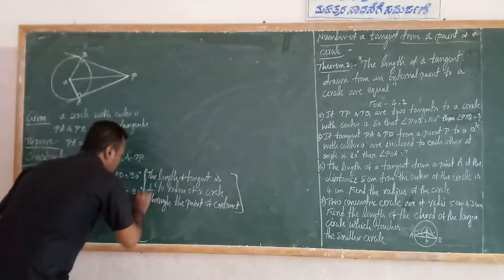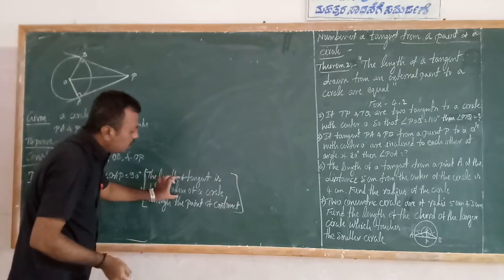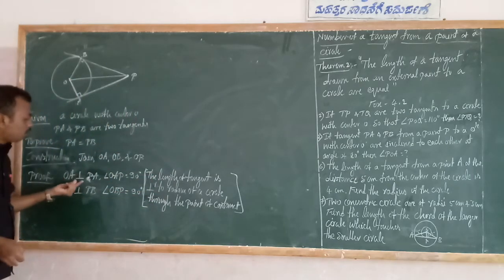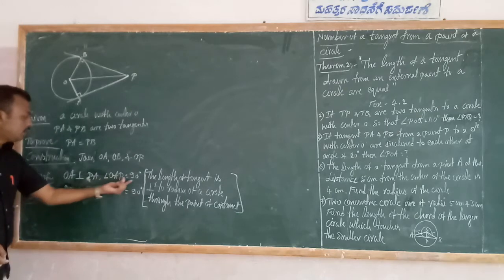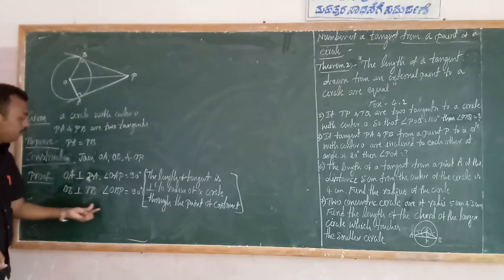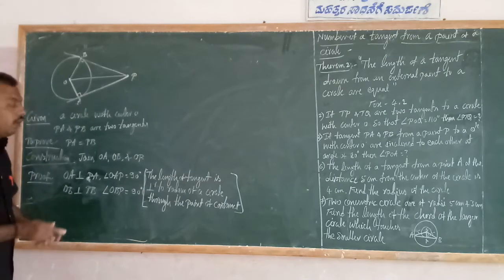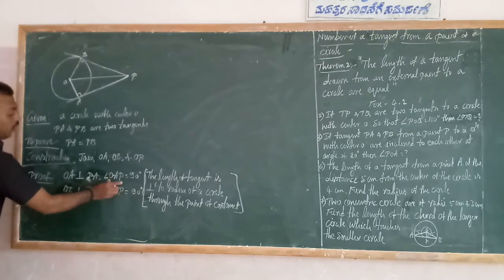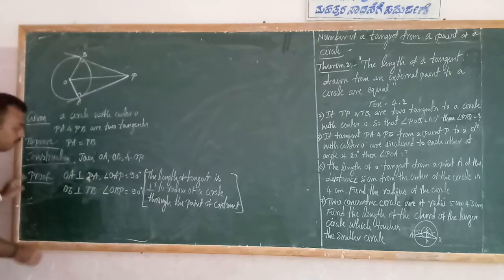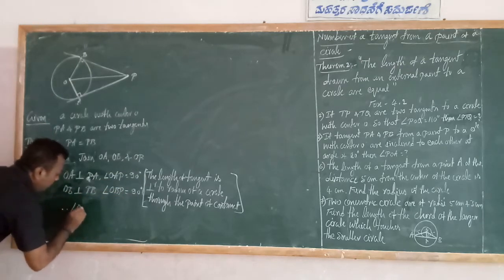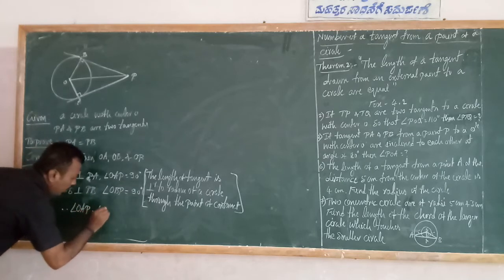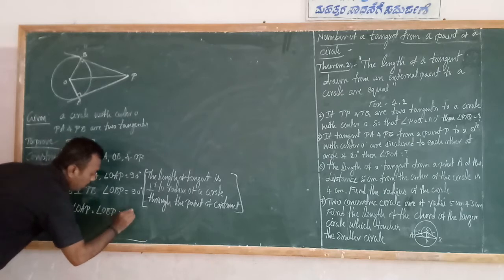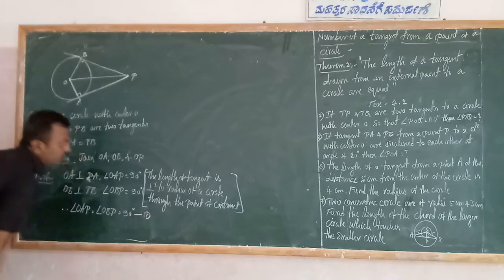So this is the statement, and we have to use this statement. I will write OA is perpendicular to PA and angle OAP is equal to 90 degrees, OB is perpendicular to PB and angle OBP is equal to 90 degrees. Therefore, angle OAP is equal to angle OBP, both equal to 90 degrees. That is proved, number 1.